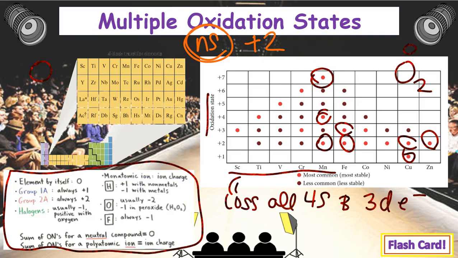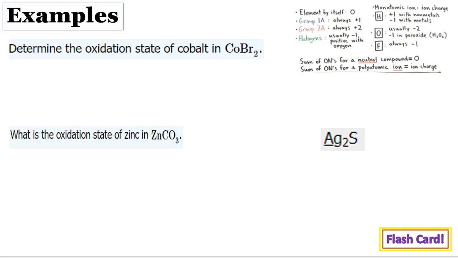Let's go ahead and see this in practice and use this as our chance to review, instead of me just jumping in. Let's use it in practice and do our best to understand in detail. So for our example here, the first one says determine the oxidation state of cobalt in CoBr2. So we're looking for this transition metal cobalt. What is the oxidation state of zinc in ZnCO3? And also, what is the oxidation state of silver in Ag2S?